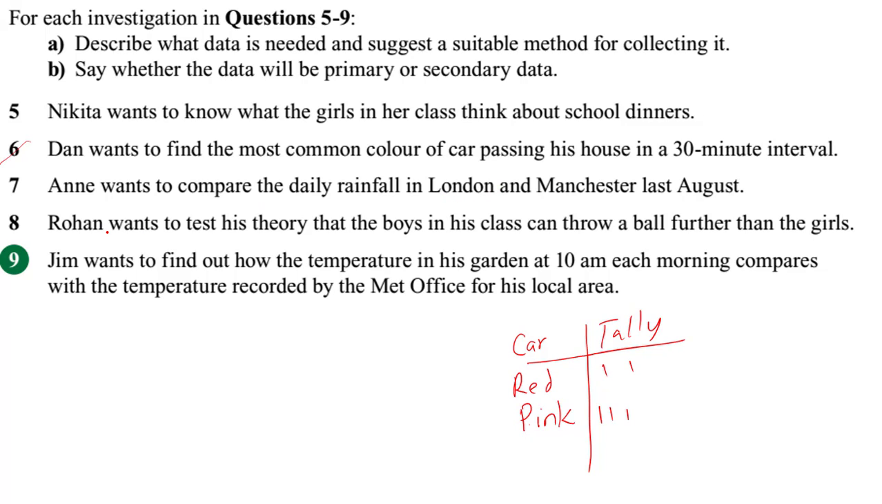Okay. Question 8. Rohan wants to test his theory that the boys in his class can throw a ball farther than the girls. In other words, that the boys are better than girls in throwing this ball. So what information will he need? So the information here will be the length, the distance that the boys and the girls are throwing the ball. So if a boy is standing somewhere and is throwing the ball, Rohan will need to know how far away the ball has dropped from where the boy is or from where the girl is. Yeah, so it's going to be the length, the distance the ball has fallen from where the boy or the girl is.